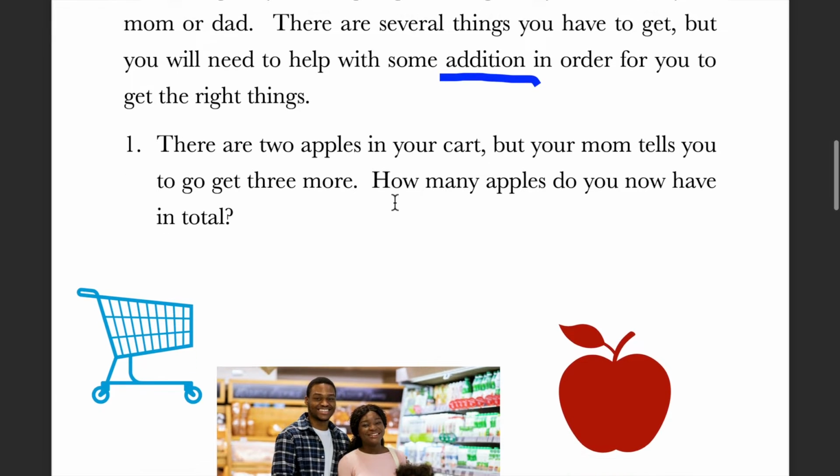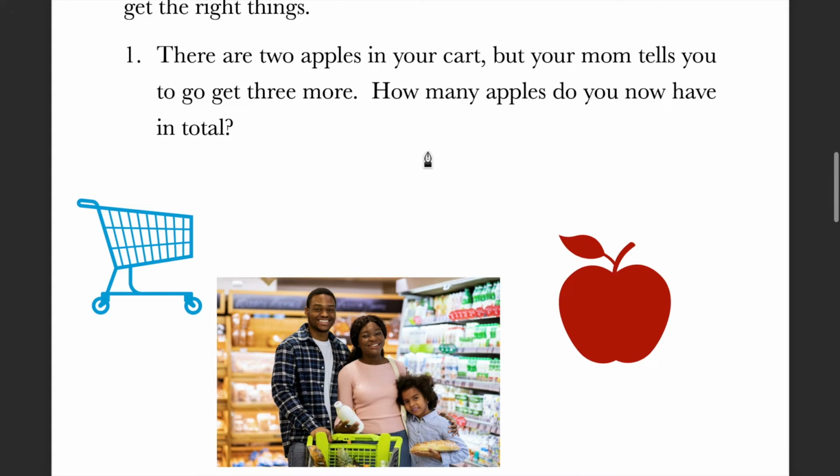So let's imagine you're in the grocery store and there are 2 apples already in your cart. You already got 2 apples in your shopping cart, but your mom tells you to go get 3 more apples. So how many apples do you now have? If you get 2 apples, and then your mom tells you to go get 3 more.